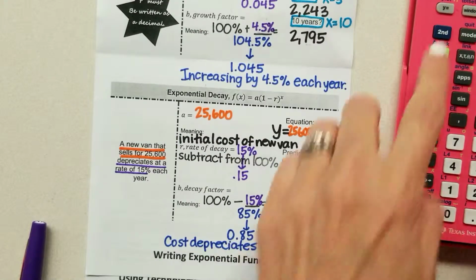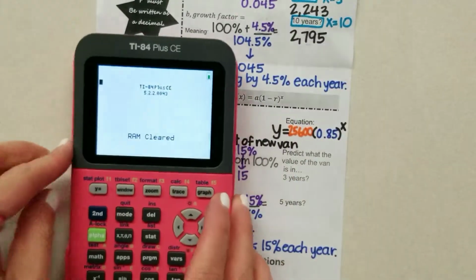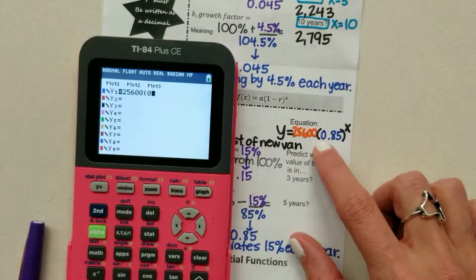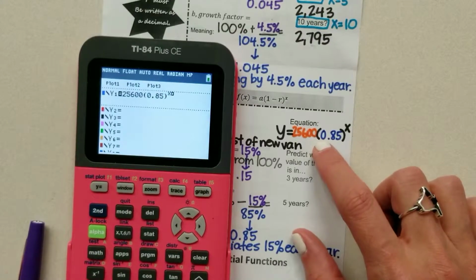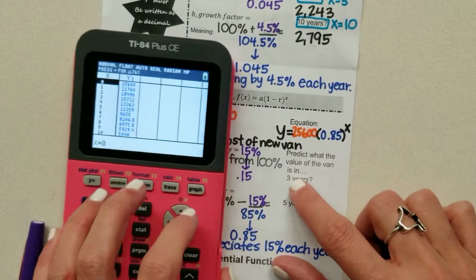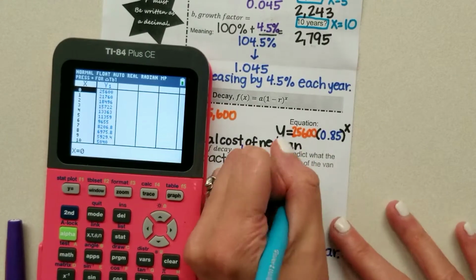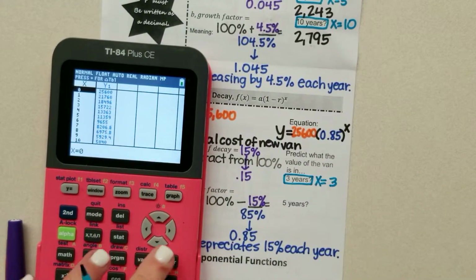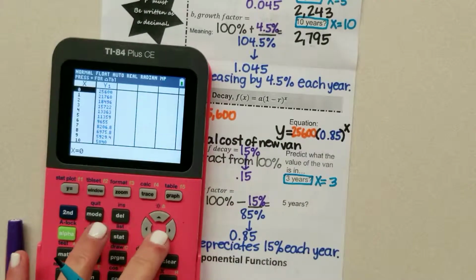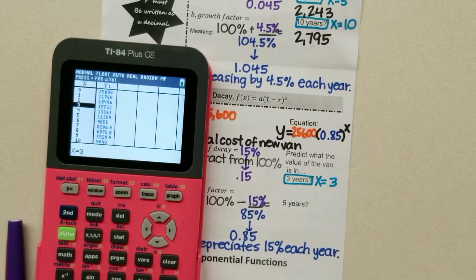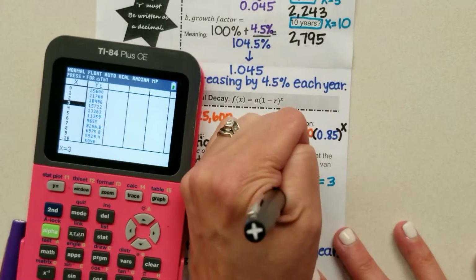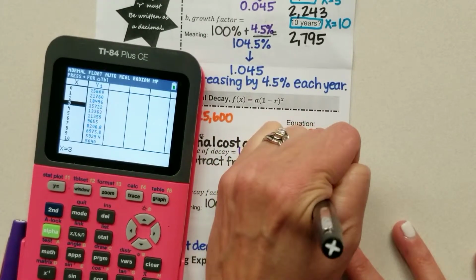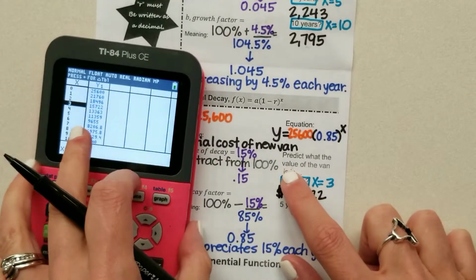Now what we're going to do is now I'm going to clear my calculator, and we're going to go to the table, and we're going to type this in, 25,600 times 0.85, and remember, put your exponent as an x, and we're going to go to the table because they're asking us to make a prediction, and they're giving us years, so those are telling me what my x values are. So in 3 years, I want to know, what is my van going to be worth? So I'm going to go down to when x is 3, and it tells me that my van is going to be worth $15,722, and I'm going to go ahead and put a dollar sign on this because we are talking about cost. We're talking about the value.